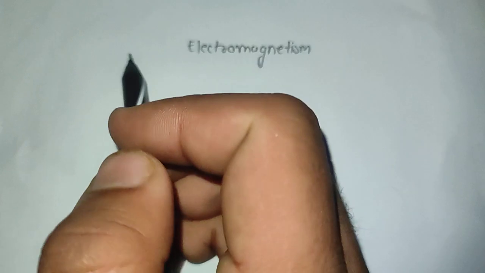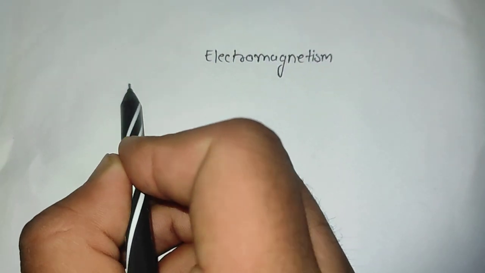Let's start our physics course for the undergraduate program, electromagnetism. We first introduce the charge, basically electric charge.